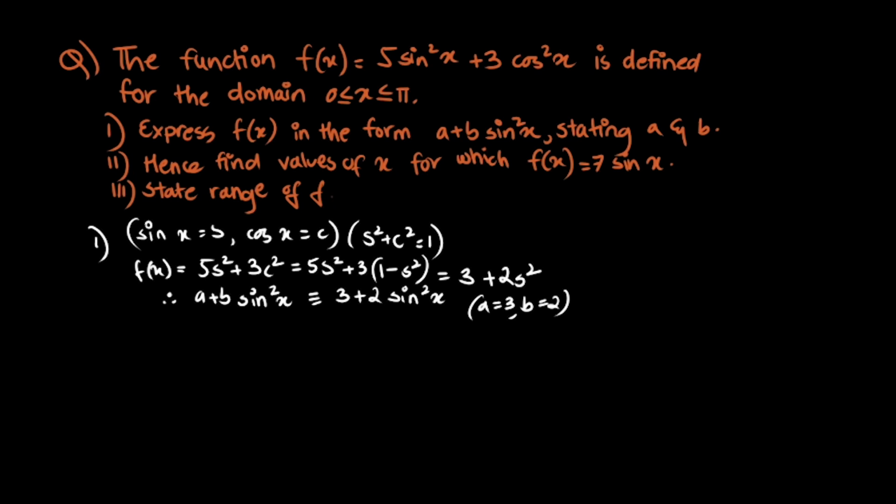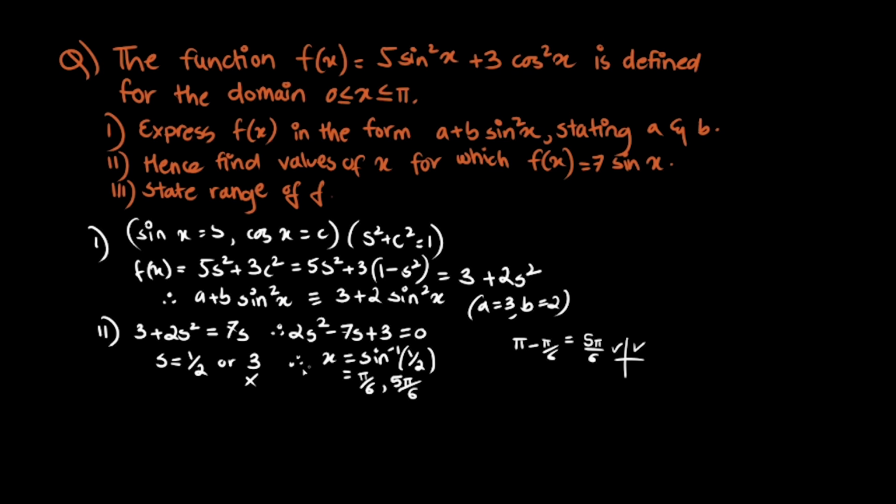When we express the equation in a given format, the shape becomes much clearer. In part 2, we equate the function to 7 sin x and rearrange to find the solutions. We obtain the roots 1 by 2 and 3, and we know 3 is out of the question here. Then, by utilizing the symmetry properties, we find the solutions within the given domain.